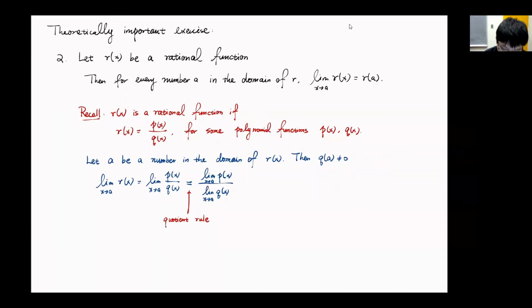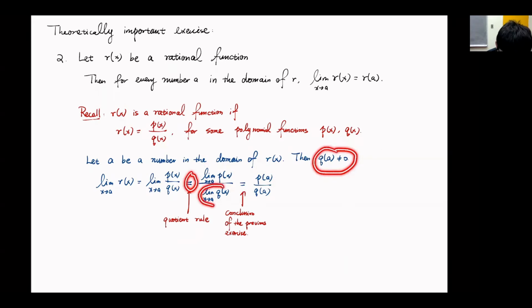In the next step, we will simply say that the limit of P of x equals P of a, and the limit of Q of x equals Q of a. This follows from the conclusion of the previous exercise, because P of x and Q of x are polynomial functions, and we know that the limit of a polynomial function is the same as the function value of the polynomial function at the point a. So that's how we can conclude the limit of P of x equals P of a and the limit of Q of x equals Q of a. And in particular, since Q of a is non-zero, this computation makes sense. And then we can use the quotient rule to conclude this.